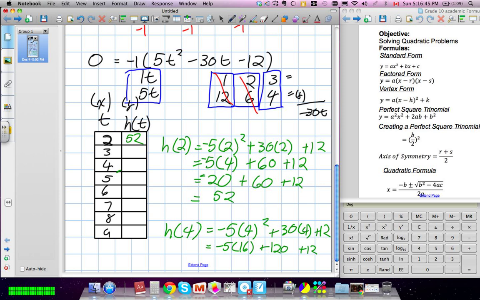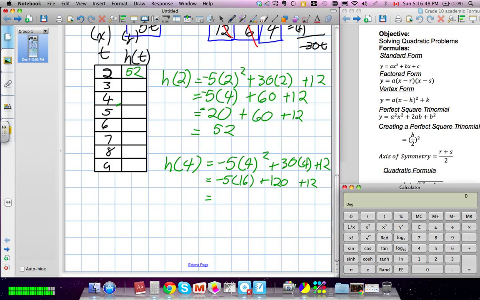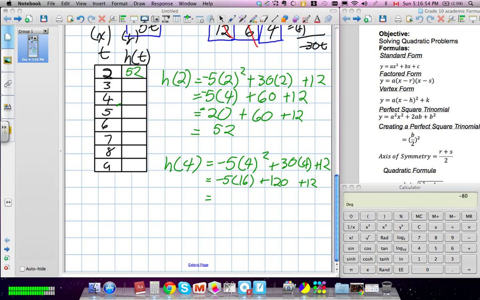Let's see. Negative 5 times 16. Negative 80. Okay. So we got negative 80. Yeah, we're getting closer. Plus 120 plus 12. Okay. That's going to give us 62? Sorry, no, 52 again. Oh, is it 52 again?